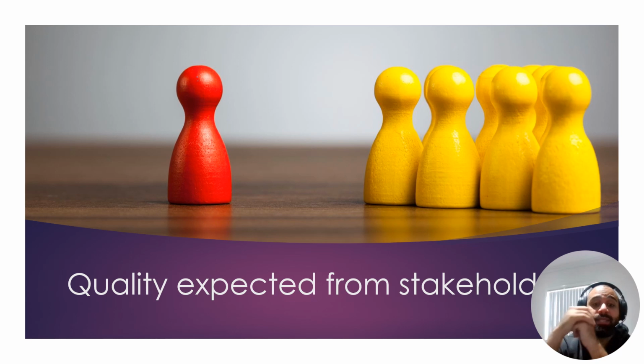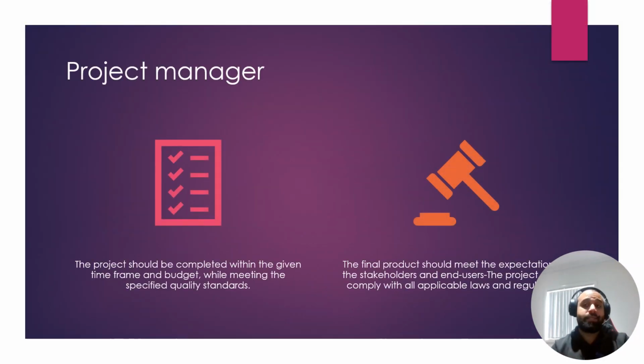Let's talk about the quality expected from the stakeholders. I'll start with myself, the project manager. What is the quality expected from me as a project manager? The project should be completed within the given time frame and budget. That's the first quality, while meeting the specified quality standards. The final product should meet the expectation of the stakeholders and end users. The project should comply with all applicable laws and regulations.